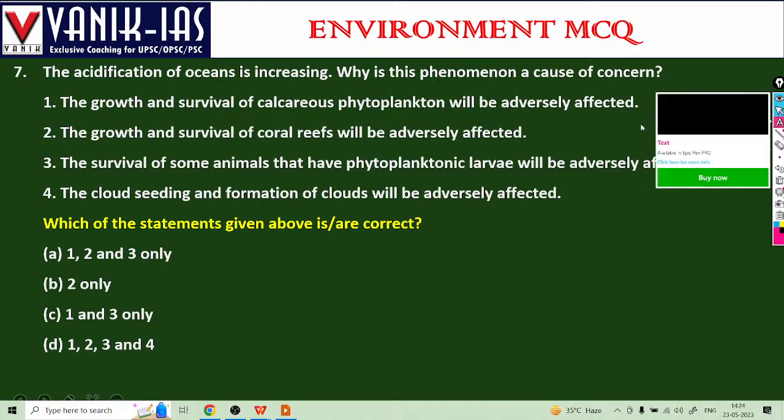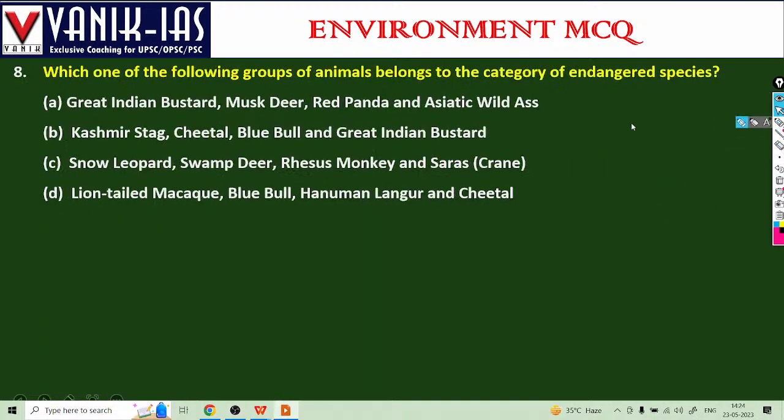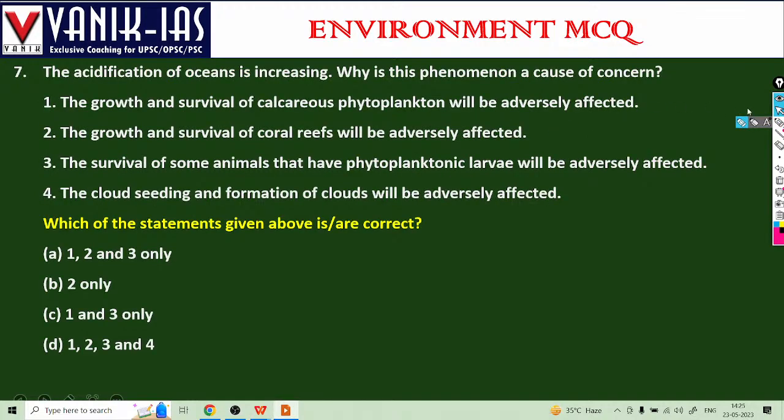Then the acidification. The acidification of ocean is increasing. Why is this phenomenon a cause of concern? Growth and survival of calcareous phytoplankton will be adversely affected. The growth and survival of coral reefs will be adversely affected. The survival of some animals that have planktonic larvae will be adversely affected. The cloud seeding and formation of clouds will be adversely affected.